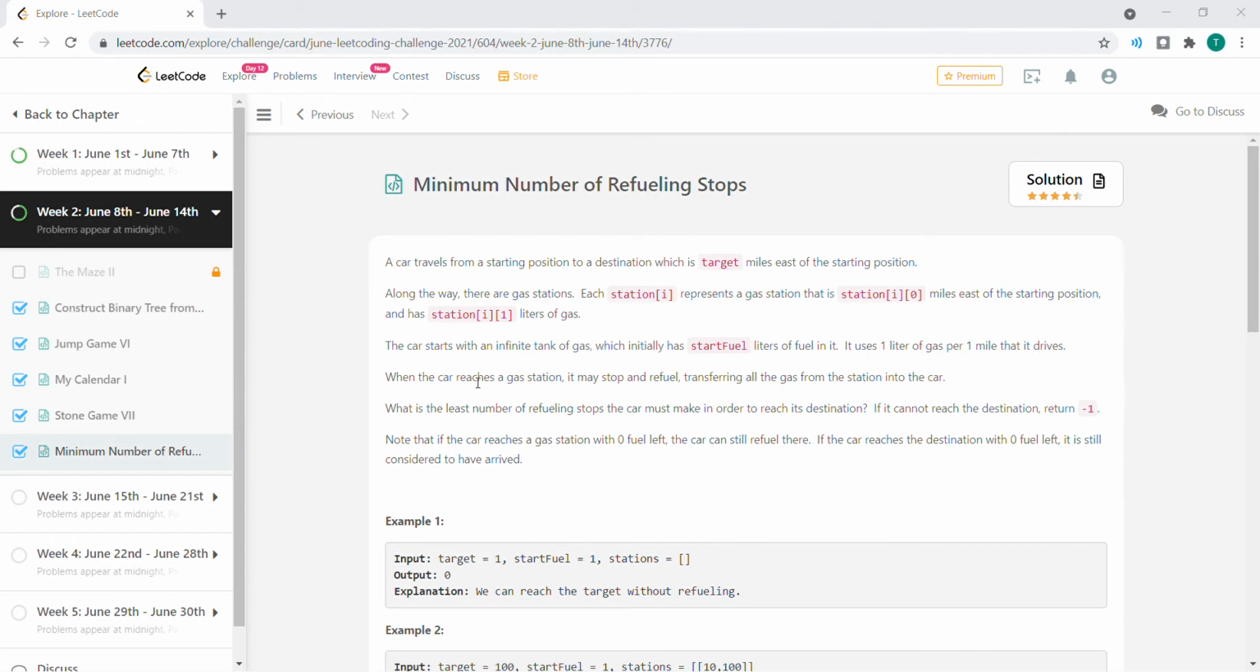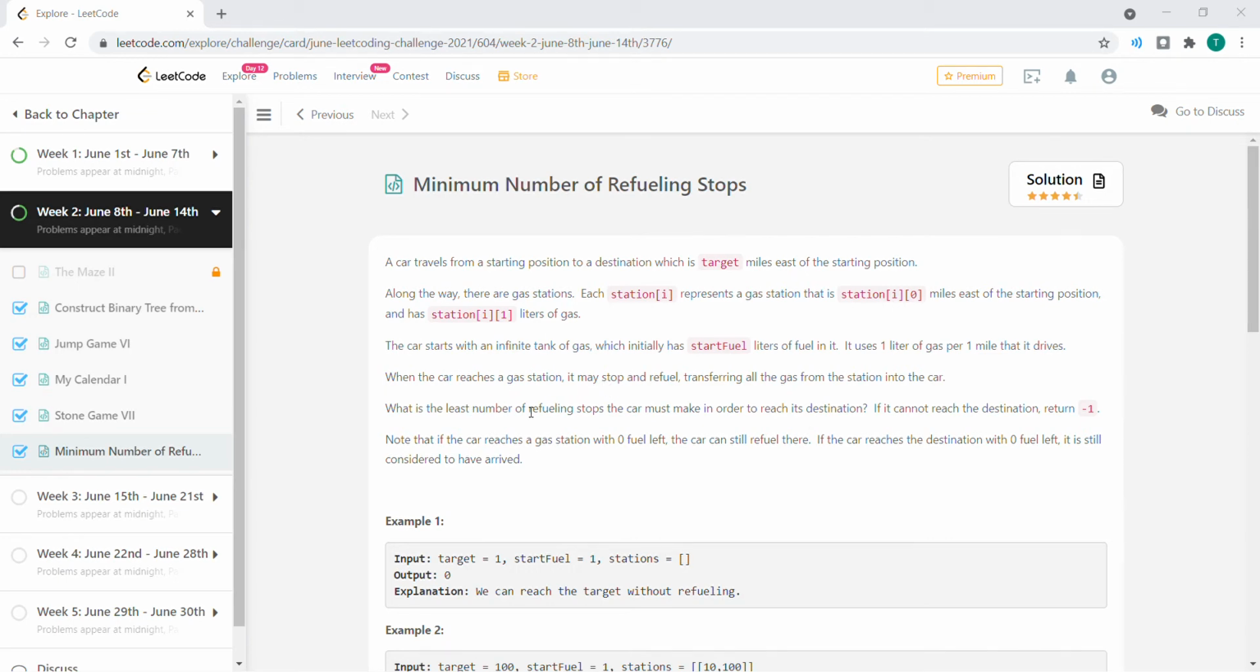When the car reaches a gas station, it may stop and refuel and transfer all the gas from the station into the car. So it can stop, but it doesn't have to. It could reach the destination, but it could not. You can also not refuel if you don't need it.